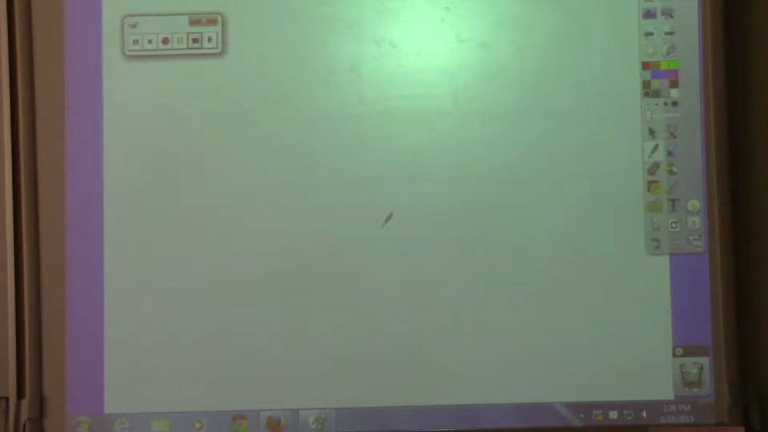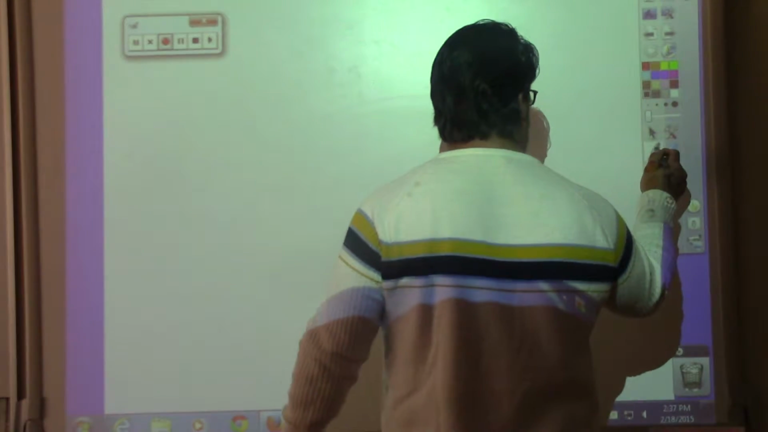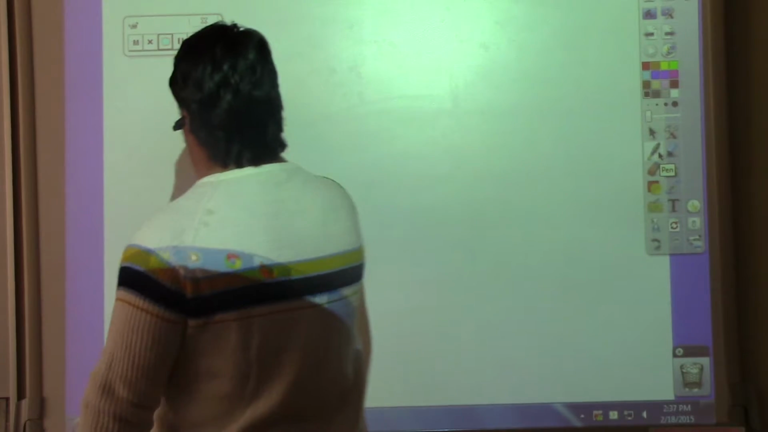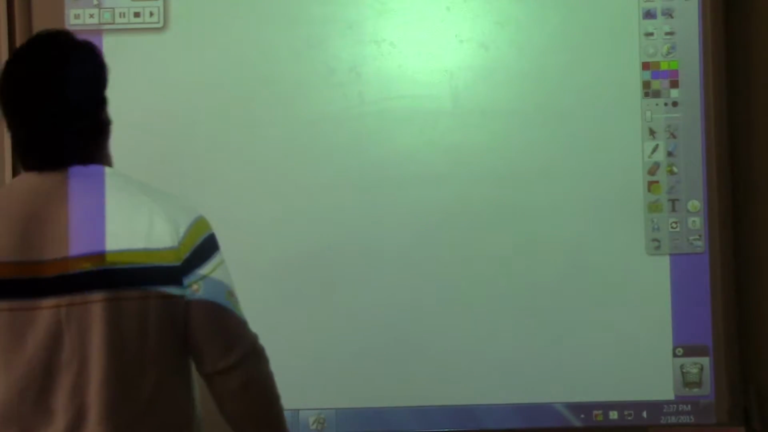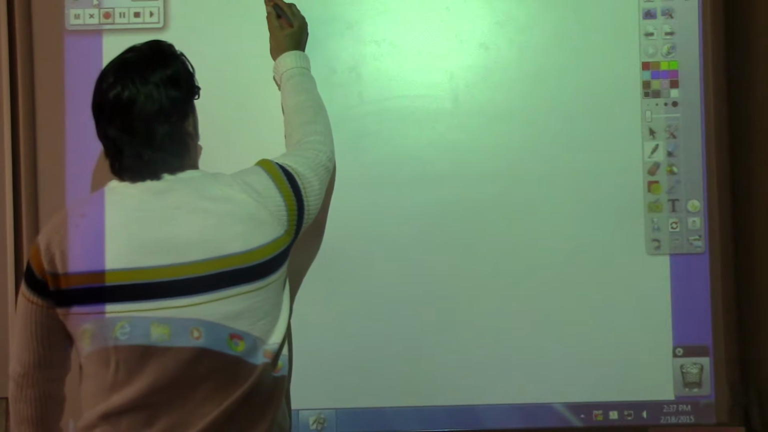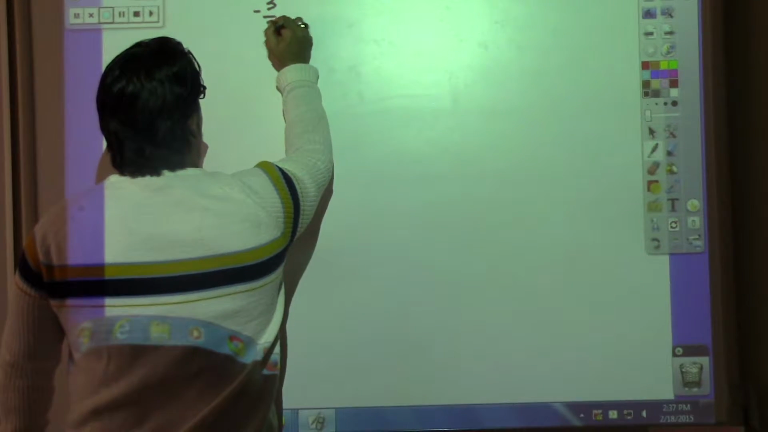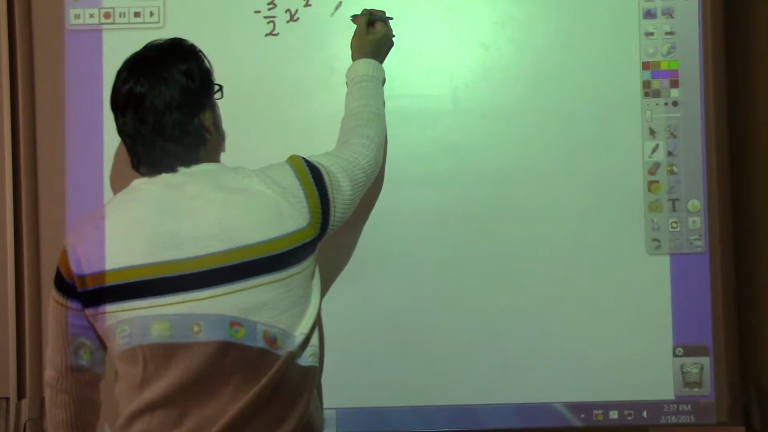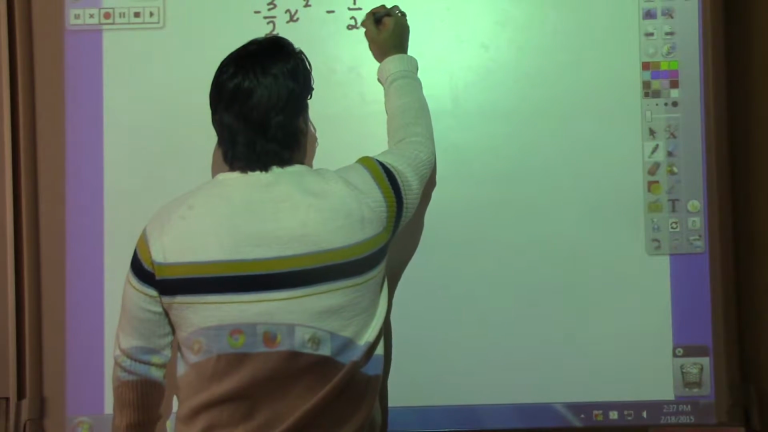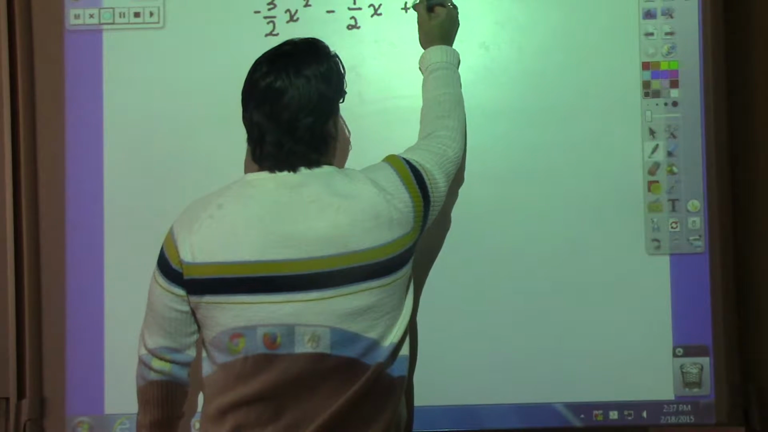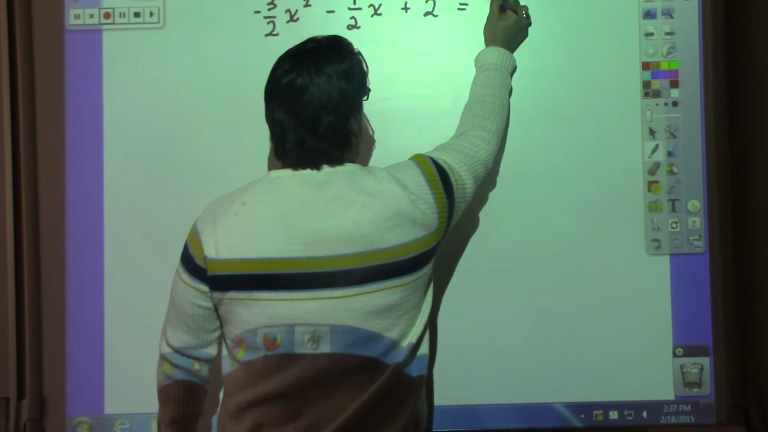Units and see what I have it covered. Let's throw another problem on the board. And of course, with all the ones that we've been doing, I want you to give me the domain, the range, all the intercepts, the vertex, and then sketch it, and all of that. So let's go with negative 3 halves x squared minus 1/2 x plus 2 is equal to 0.